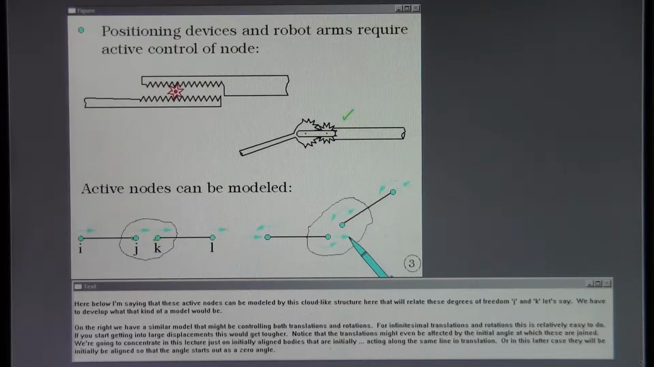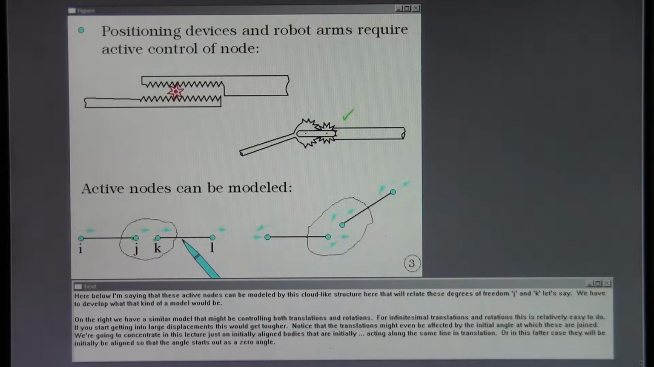Notice that the translations might even be affected by the initial angle at which these are joined. We're going to concentrate in this lecture just on initially aligned bodies that are initially acting along the same line in translation, or in this latter case they will initially be aligned so that the angle starts out as a zero angle.